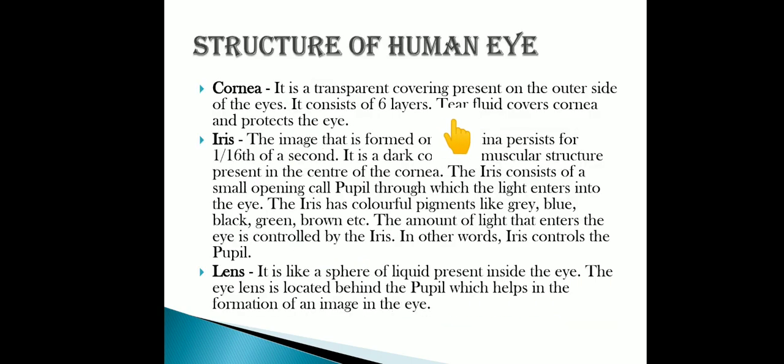Cornea: it is a transparent covering present on the outer side of the eye. It consists of 6 layers. Tear fluid covers the cornea and protects the eye.